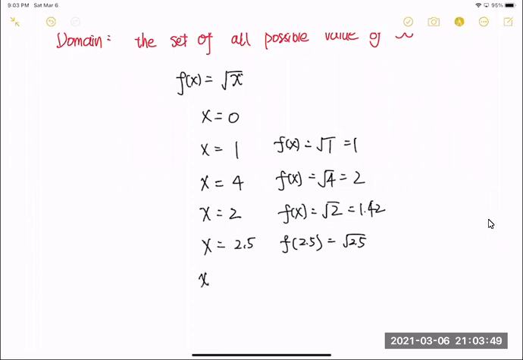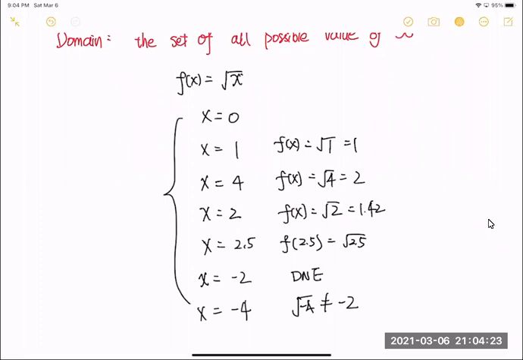So now let's think about it: can x be negative 2? Well, if you plug in x equals negative 2, you will find out that there is an error. It doesn't exist. Or you plug in x equals negative 4. Well, the square root of negative 4 is not equal to negative 2. If you don't trust me, you can just plug this into a calculator.